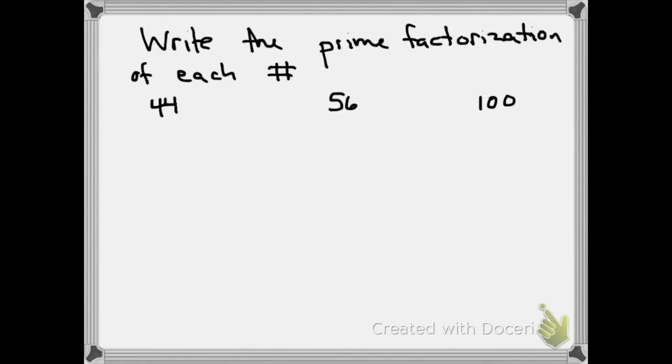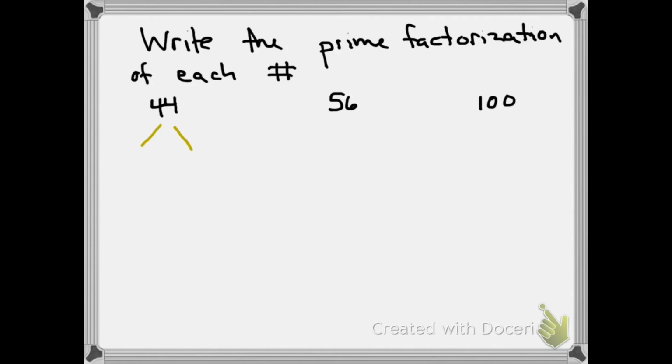All right, now this is slightly different from what they asked before. They don't want a list, but they want us to write the prime factorization of each number. All right, so we're going to use what's called a factor tree. It's not your traditional type of tree. So you can start anywhere.